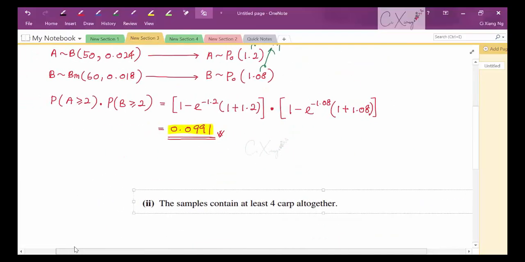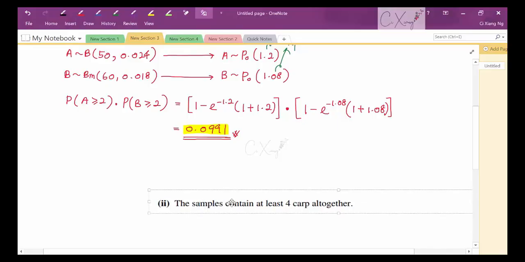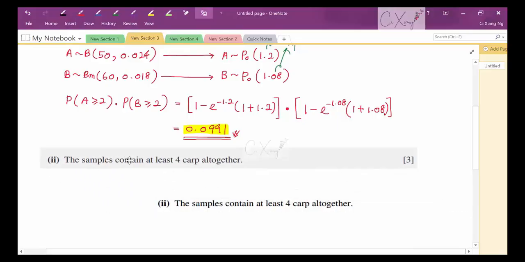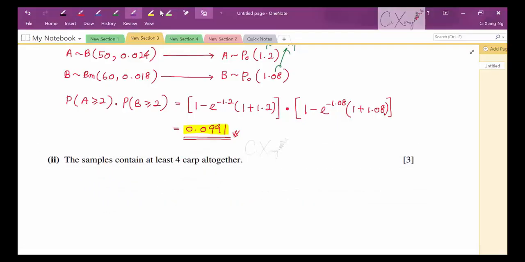Alright, so for part number 2, now they are saying that the sample contains at least 4 cups altogether. Altogether means the total, all the fishes in pond A and pond B are included. So to me, I'll define it as the total for A and B. Therefore, we are having A plus B.